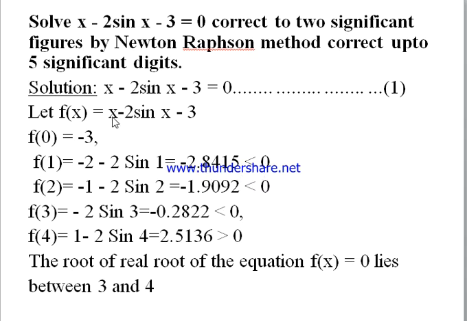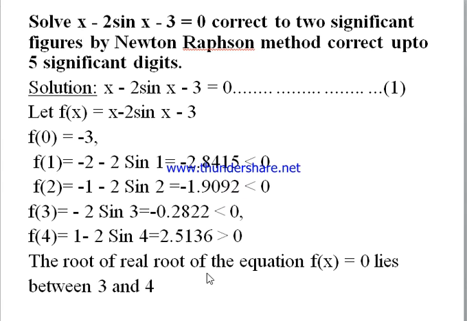Next, f(2): substituting x = 2, we get 2 minus 3 is minus 1, minus 2 sin 2, and the value is minus 1.9092, which is also less than 0. Going to f(3), that is 3 minus 3 minus 2 sin 3, which is minus 0.2822, also less than 0. Wherever you get a less than and a greater than, only then can you stop. In the first 3, all are negative values, so they are less than 0. Next, f(4) is 4 minus 3 is 1, minus 2 sin 4, which is 2.5136, greater than 0. So our root is between 3 and 4.